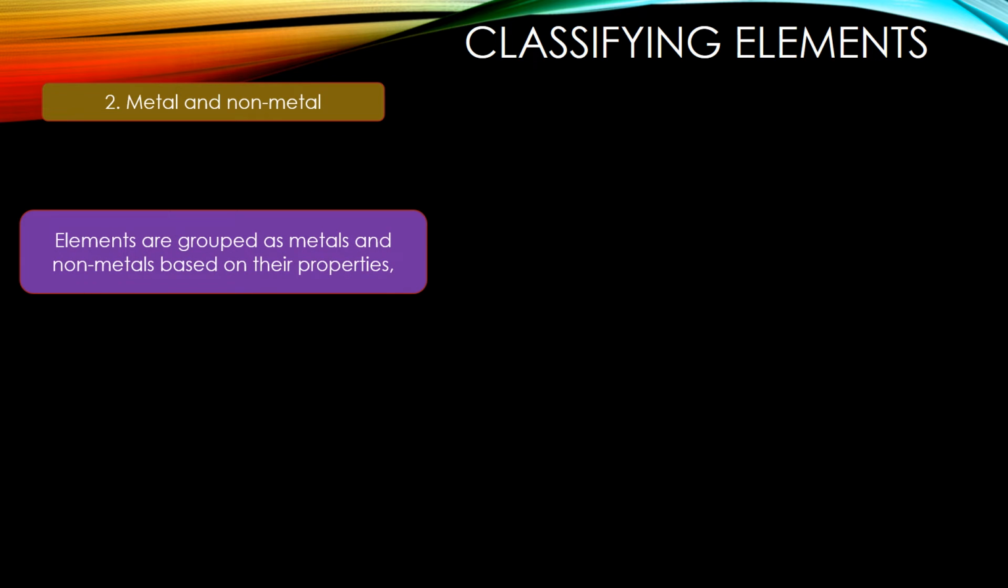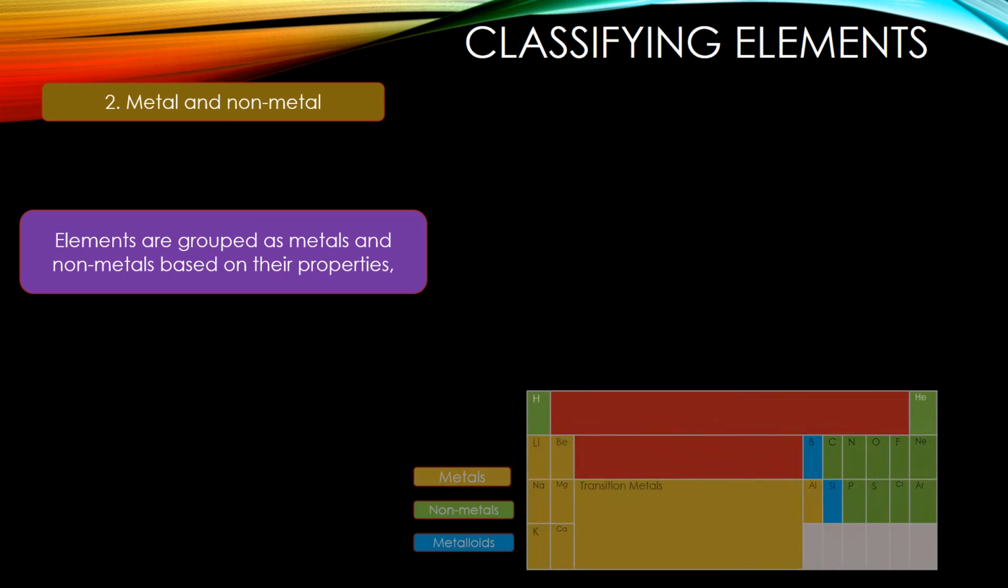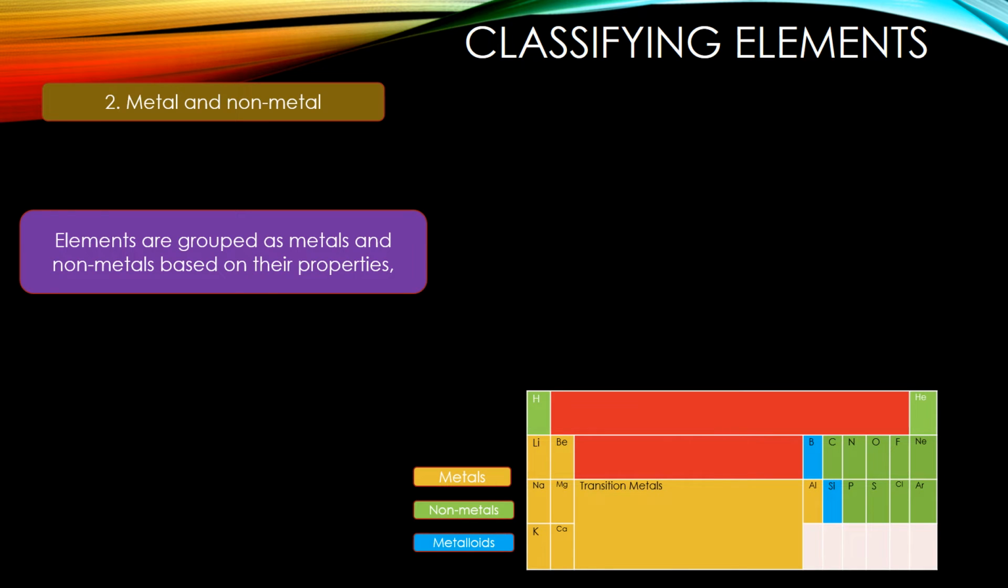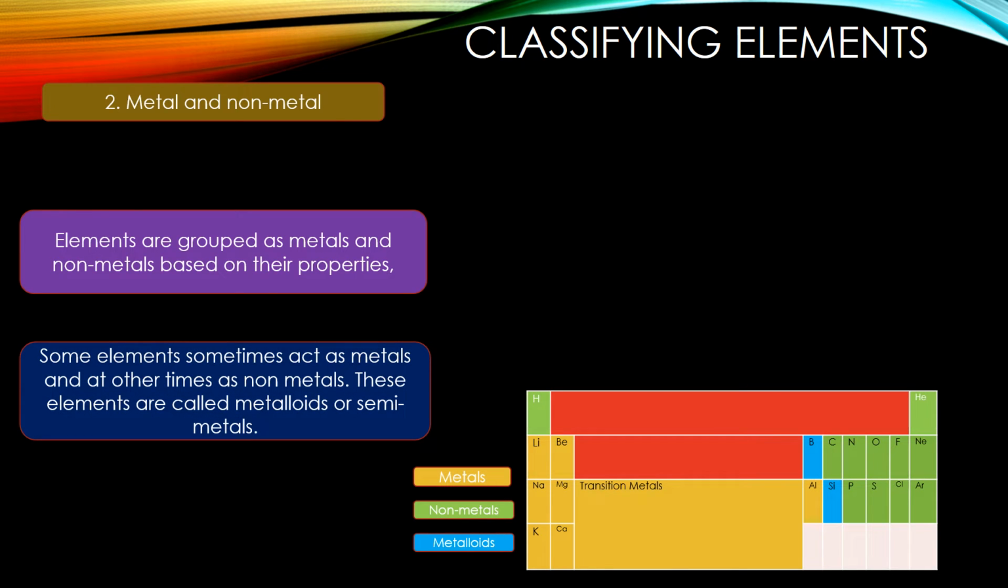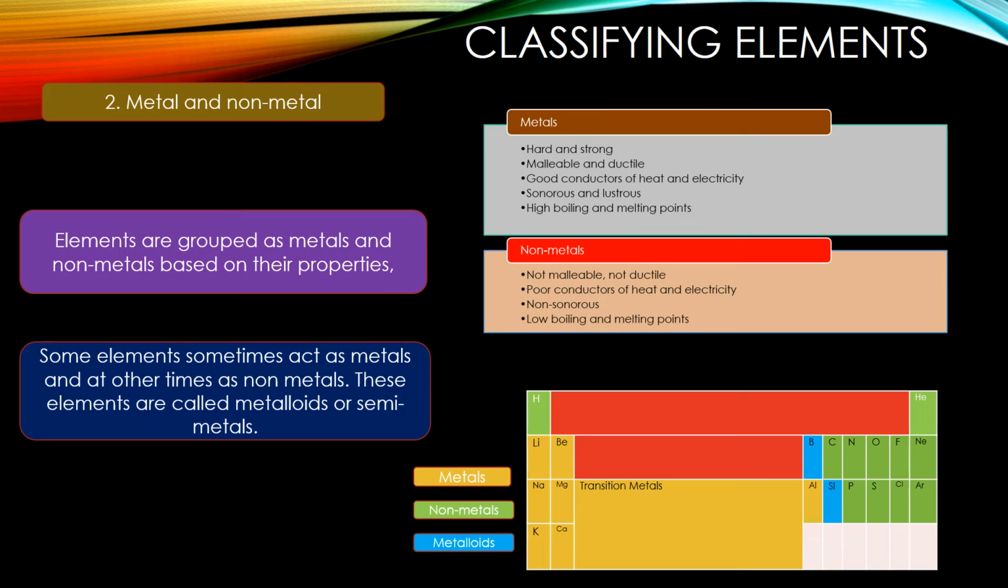Based on metallic properties, we can group elements as metals and nonmetals. Some elements sometimes act as metals and at other times act as nonmetals. These elements are called semi-metals.